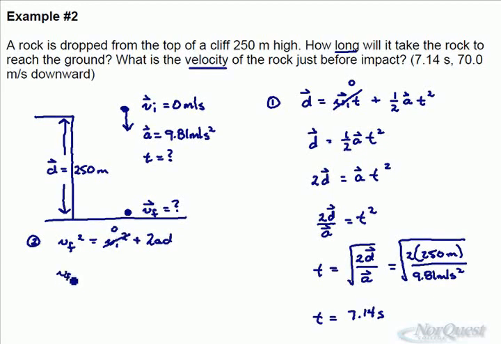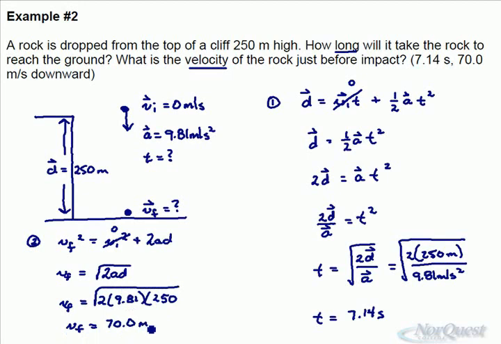I end up with Vf, and I'm just going to do this in one step, being the square root of 2AD. Put your numbers in. 2 times 9.81 times 250. Take the square root. Your final velocity equals 70.0 meters per second. And we should be stating direction here. It is a vector, so it's downward.